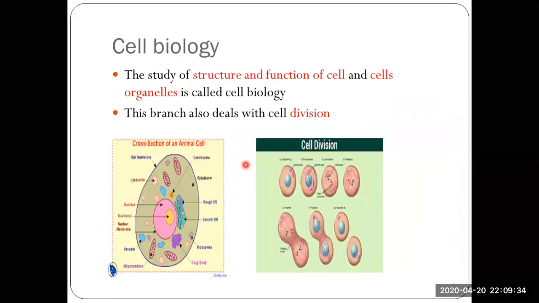Cell biology. What is cell biology? It is a study of the structure and function of the cell and cell organelles. It is called cell biology. This branch of biology also deals with cell division, how a cell looks, which organelles are included in a cell. We have studied that different organelles work together to make a complete unit of life which is called a cell. In cell biology we also learn about cell division, how one cell divides and gives rise to two daughter cells.